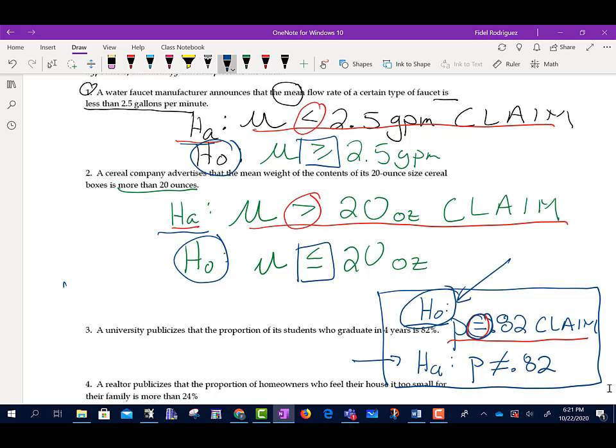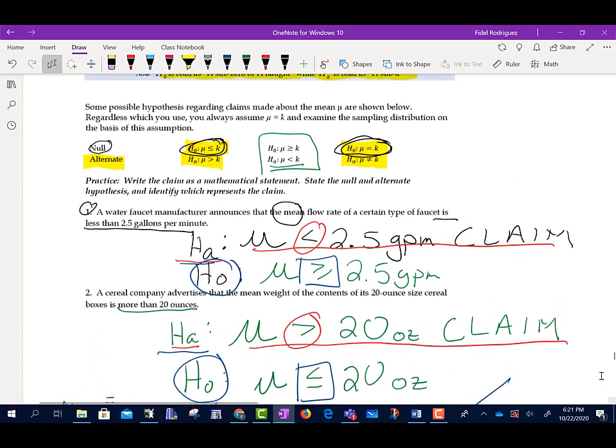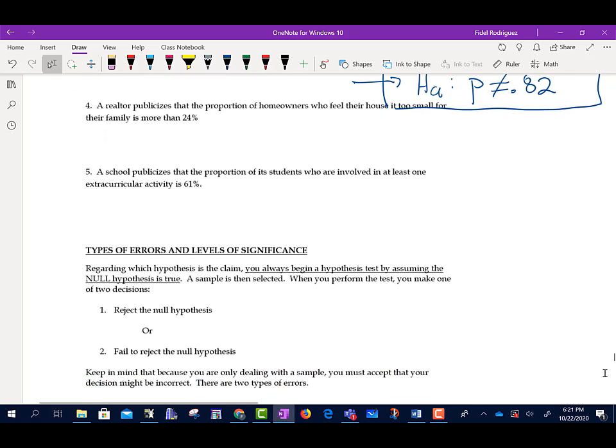The one thing I want to mention, I'm going to write this over on the side: the H0 is always going to have either an equal, a less than or equal, or a greater than or equal, okay? And then my HA will either be not equal, less than, or greater than, okay? That's how I know which one I'm going to do. Okay, take a look at number 4.